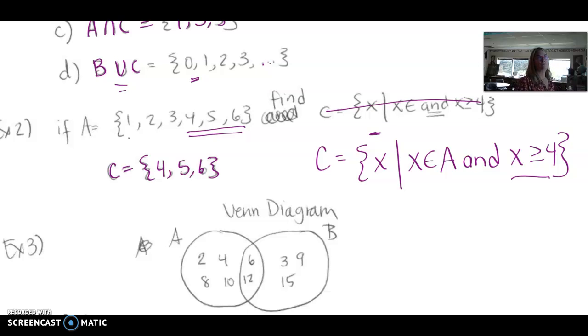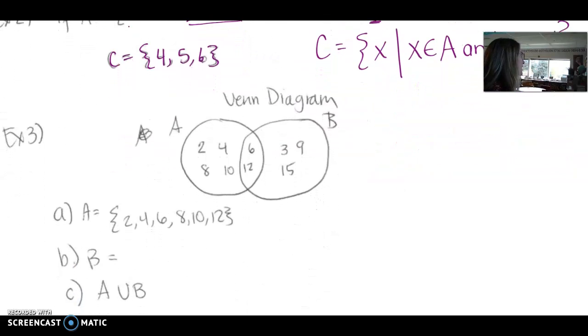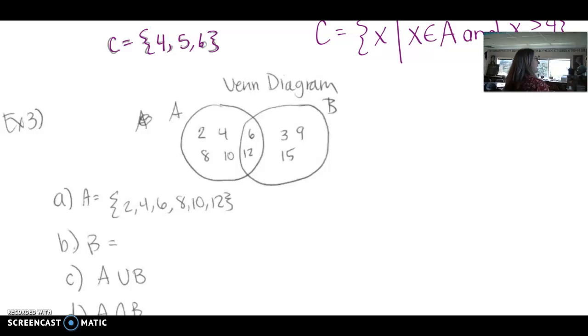You can also represent sets with Venn diagrams. So the elements that are in A, so we have A over here, and then B is over here, and then where they overlap is in this region right here. So if we want to find all of the elements that are in set A, it includes all of these numbers that are within this circle. So 2, 4, 6, 8, 10, 12. So this is what we have for set A.